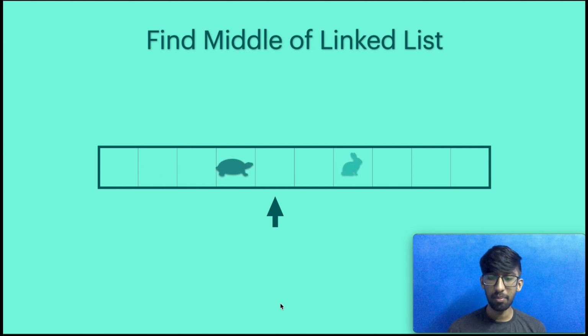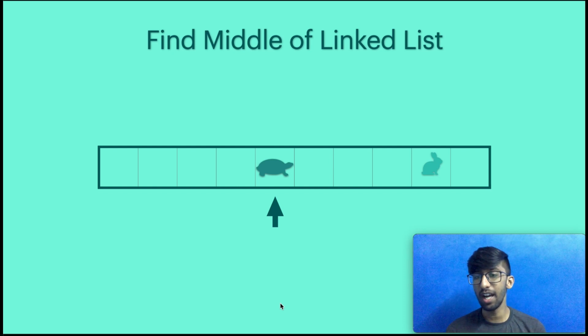As you can see, the hare moves two steps at a time, while the tortoise moves only one step at a time. So when the hare has reached the end of the array, it has traveled the entire array, while since the tortoise is moving at half the speed of the hare, it has only reached half of the distance, that is the middle of the array or linked list. Hence, we can find the middle point or the center of a linked list or array without knowing the actual length or number of elements in a linked list or array.